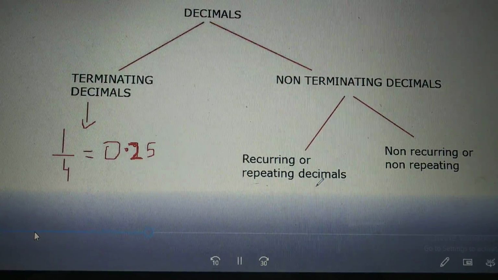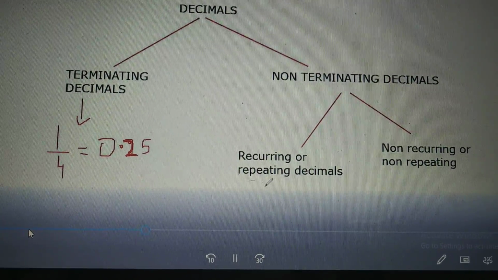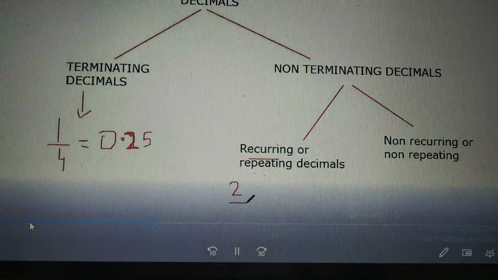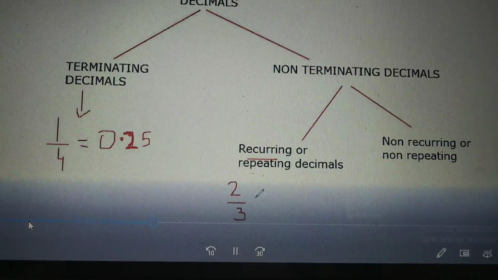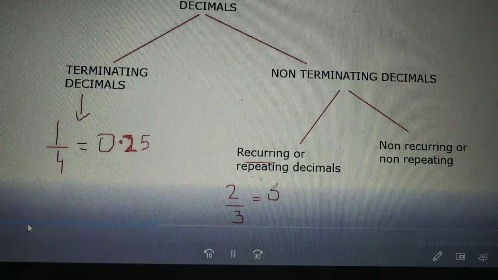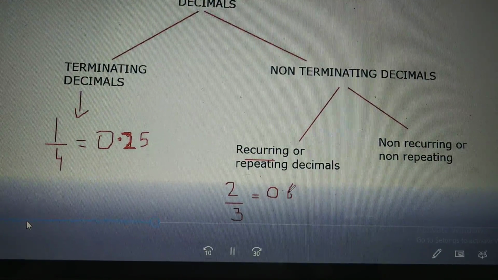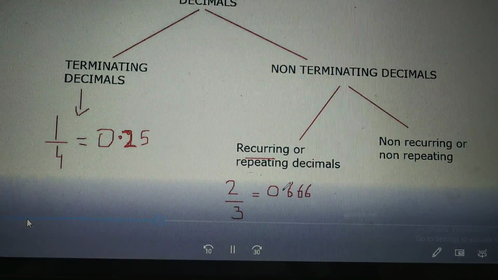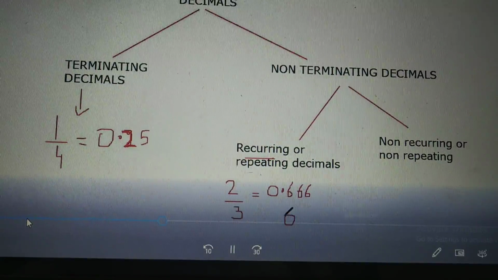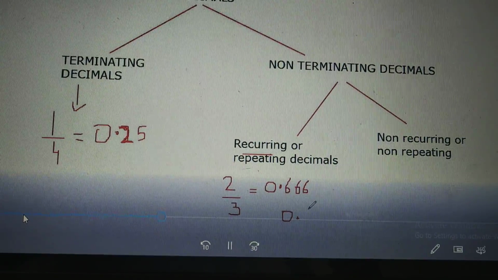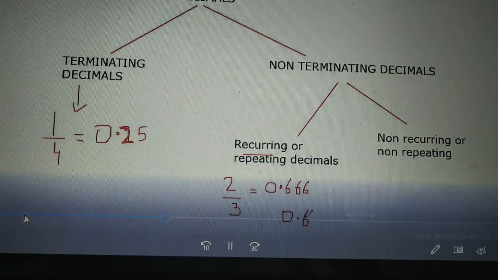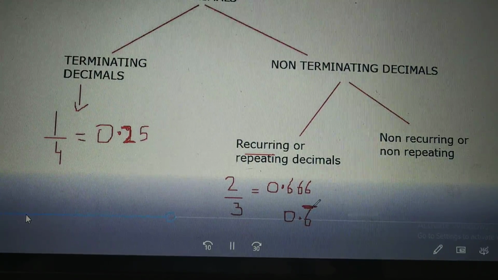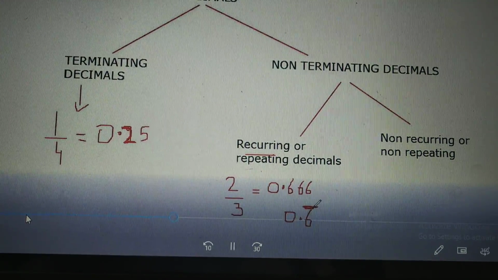Now let's come to non-terminating decimals. Non-terminating decimals are of two types, recurring or non-recurring. Recurring means repeating. For example, if I have 2 by 3, now if I divide 2 by 3, I am getting 0.6666 and it goes on repeating. So these types of decimals are called recurring decimals, and to show that this number is repeating itself, I will put a bar over it. We call it 0.6 bar. The bar will be on that number which is getting repeated.